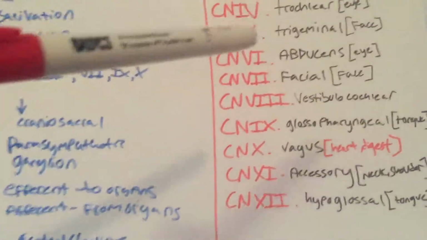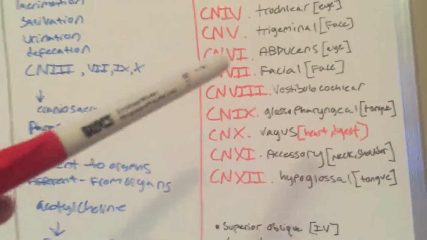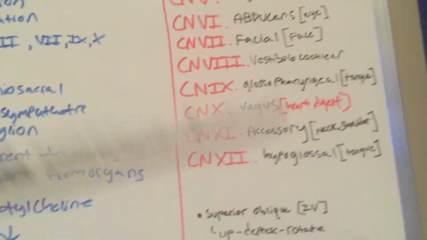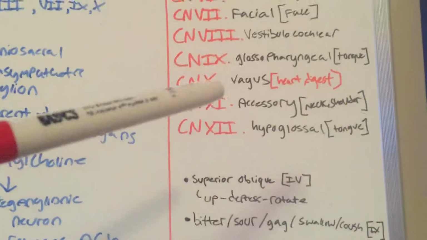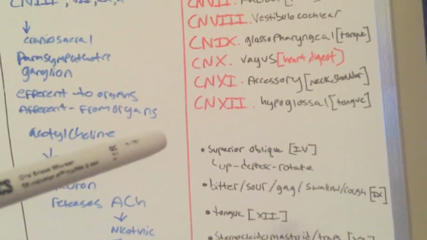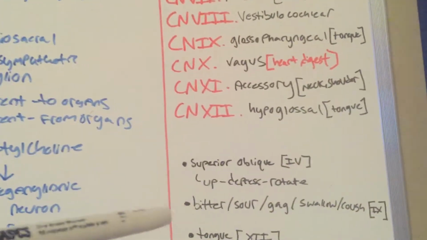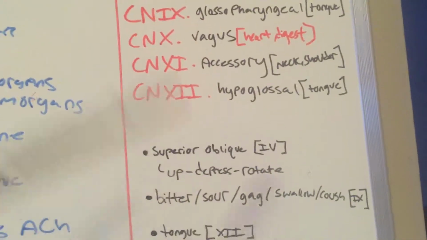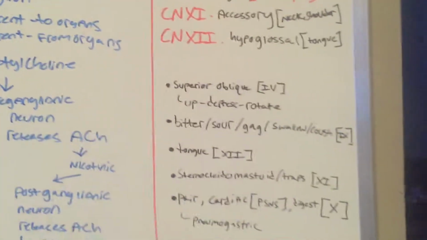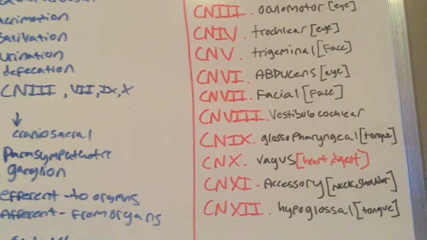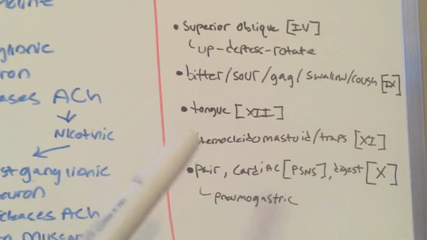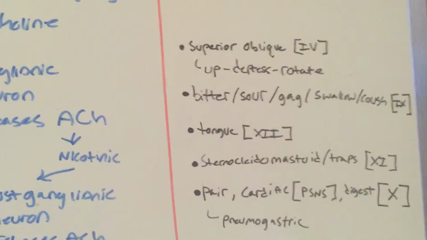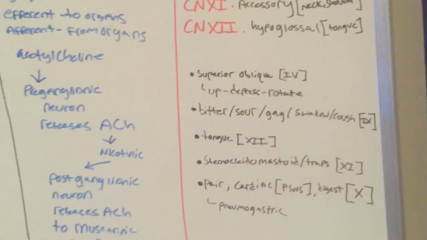We have the facial nerve, which innervates the face, the vestibulocochlear nerve, which helps with balance, rotation, spatial orientation. We have the glossopharyngeal nerve, which is the tongue. The glossopharyngeal nerve is associated with bitter, sour, gag reflex, swallowing, and coughing. I kind of have these written down here just so you can take a better look. We have the vagus nerve, which is cardiac and digestion. So it's actually known as the pneumogastric nerve, and they're actually a pair of nerves, but they're usually referred to as a single entity in this case.